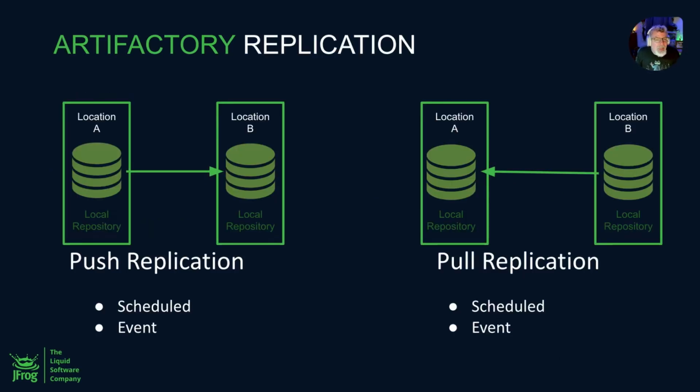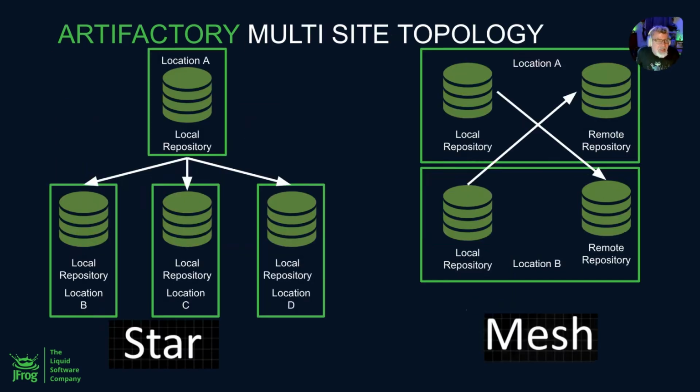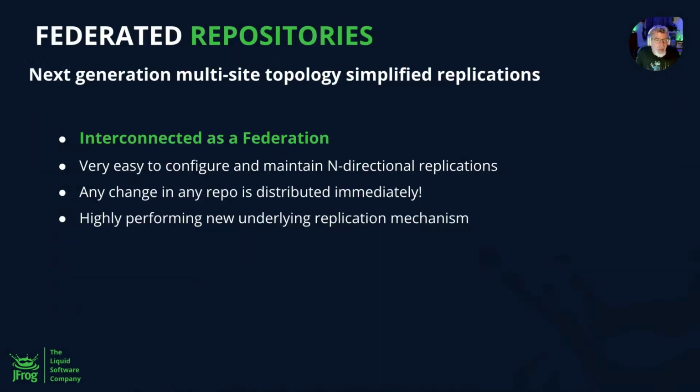And with artifact replication, like I said, you could do event-based, you could do cron-based or scheduled-based. It can be push or pull replication. You can do multi-site topologies in either a star or a mesh-based manner. This is huge. Lots of large organizations absolutely love the things that we're doing here. And then we went one step further and we created a thing called federated repositories.